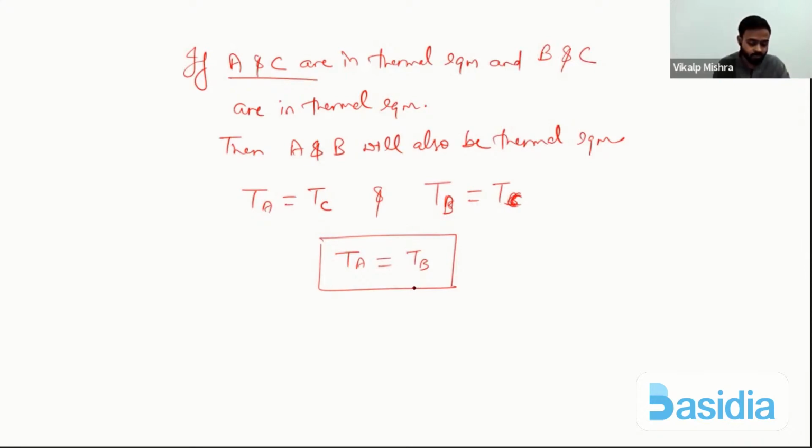How many lectures to finish this chapter, sir? Today we have taken only two topics, no? Thermal equilibrium and Zeroth law of thermodynamics. One by one, we will cover all the topics of thermodynamics. Tomorrow we will cover first law of thermodynamics, heat, internal energy. Okay, so temperature of A is equal to temperature of B. That means system A and system B both are in thermal equilibrium.